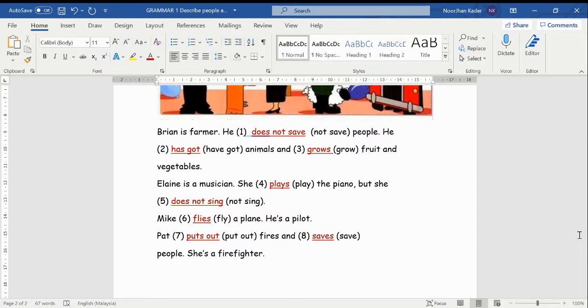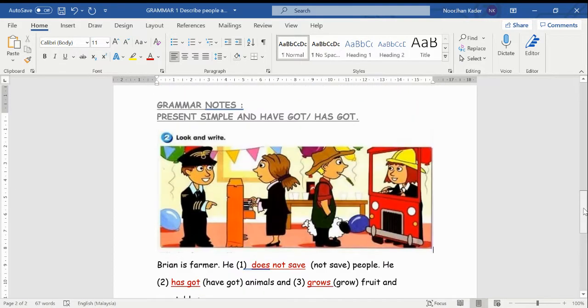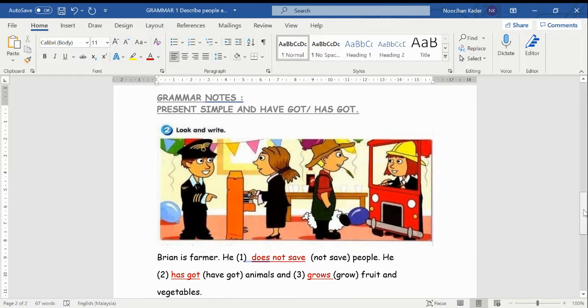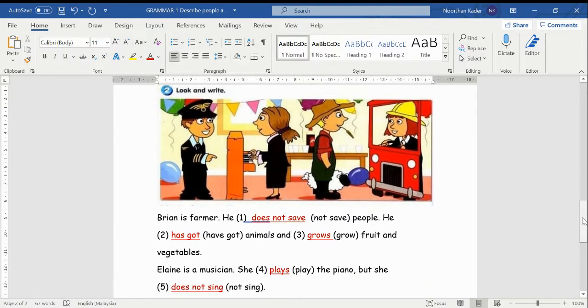Okay, let's read all of these sentences which complete our task of writing descriptions of people and their occupations. Who are these people? Brian, Elaine, Mike, and Pat. And their occupations. That means description about Brian and his occupation as a farmer. Then Elaine and her occupation as a musician. Then Mike and his occupation as a pilot.